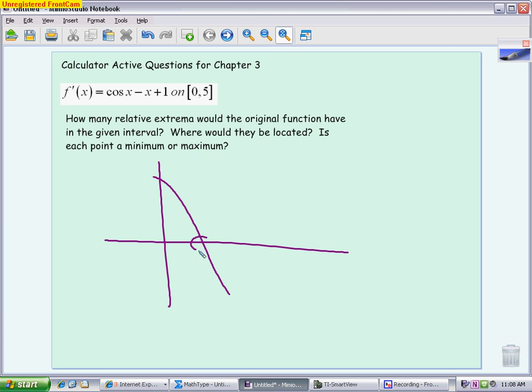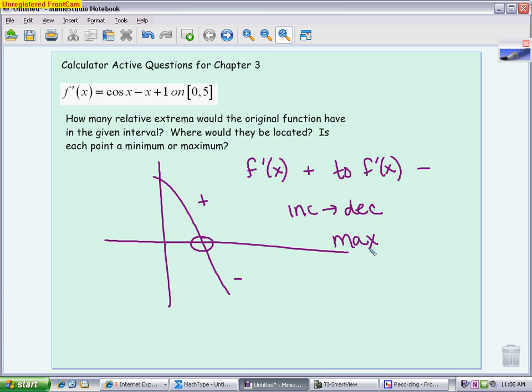Right here where it crosses the axis, that is going to be a place where you have an extrema because the derivative has switched from being above to being below. So when your derivative goes from a positive value to a negative value, that's telling me that my original function must be going from increasing to decreasing. So yes, it does have an extrema. It only has one. And the type of extrema, if it's going from increasing to decreasing, would be a maximum. So to answer the first question, how many extrema it would have, that would be 1.